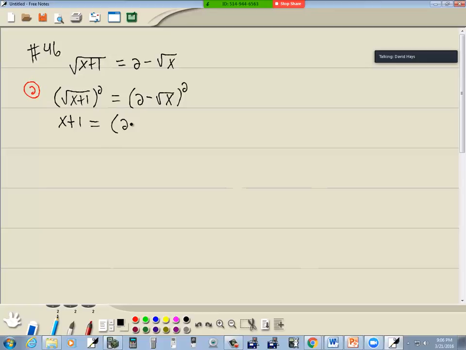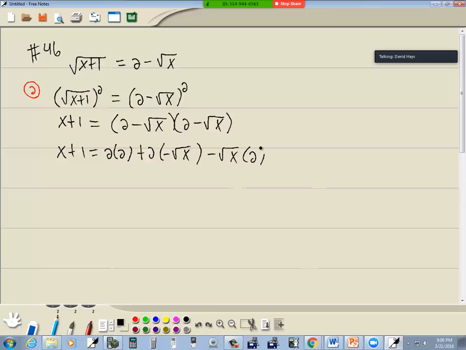Over on this side, though, we have to rewrite this as 2 minus square root of x times 2 minus square root of x. The reason I can't just square the 2 and square the square root of x is because of the minus in there. The minus screws it up. Now we're going to FOIL those. So we'll take 2 times 2. We'll take 2 times negative square root of x. We'll take negative square root of x times 2. And we'll take negative square root of x times negative square root of x.